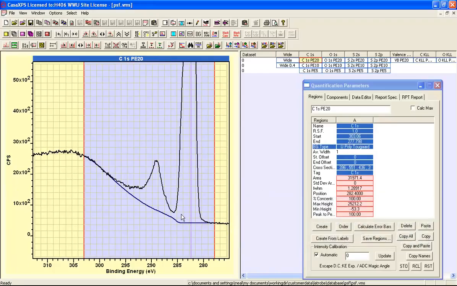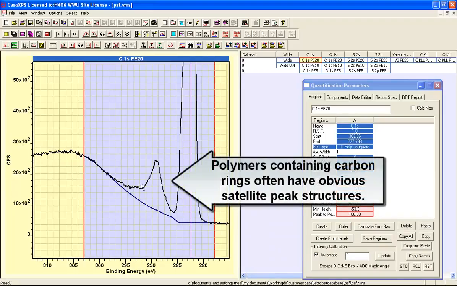and the reason that we've needed this is because there's this structure here that is related to the ring nature of this polymer. This peak appears whenever you see ring polymers in different shapes and different sizes, but nevertheless it's one of those indicators that you've got a ring within your polymer.